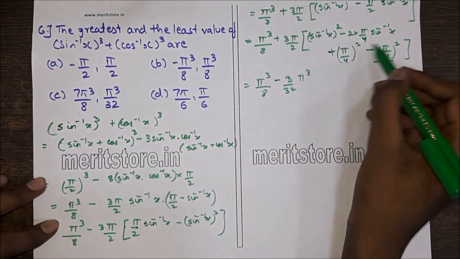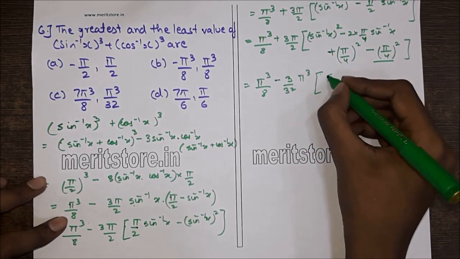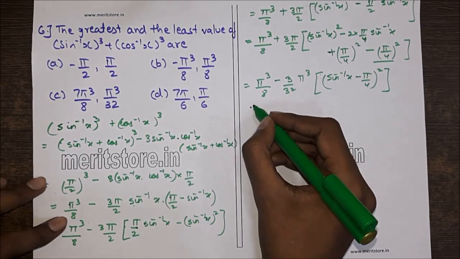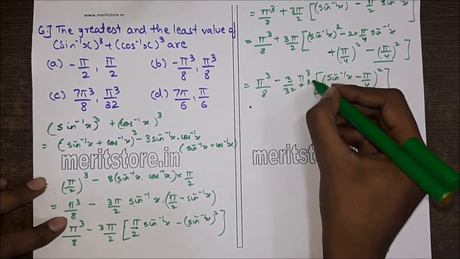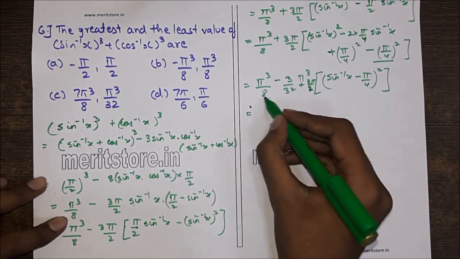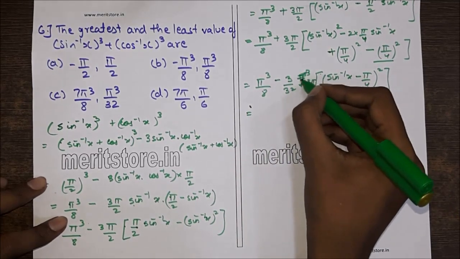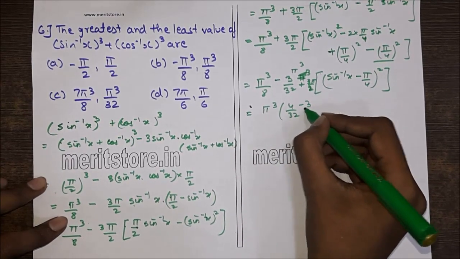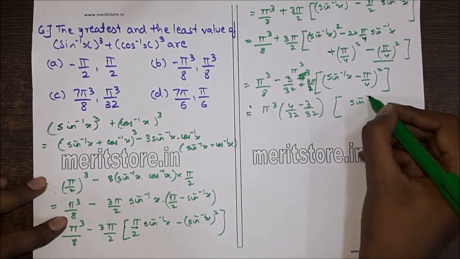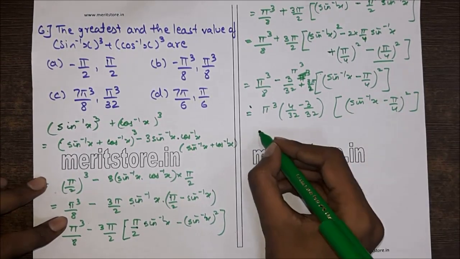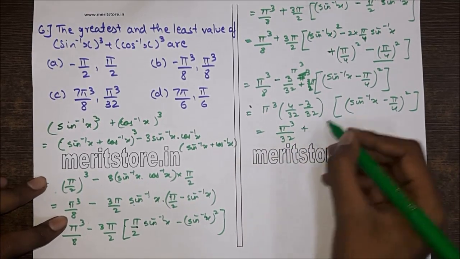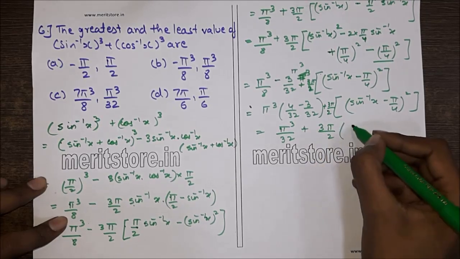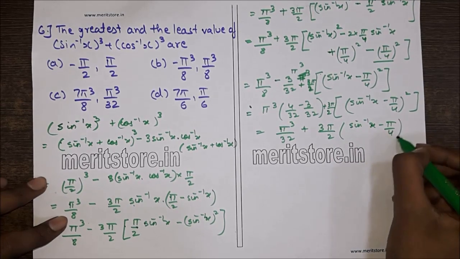Now this is in the form of a square minus 2ab plus b square. So we can write this as a minus b the whole square, that is sine inverse of x minus pi by 4 the whole square. Plus into 3 pi by 2. So this is equal to, we add this, pi cube into 4 by 32 minus 3 by 32 is sine inverse x minus pi by 4 the whole square, that is pi cube by 32 plus 3 pi by 2 sine inverse of x minus pi by 4 the whole square.